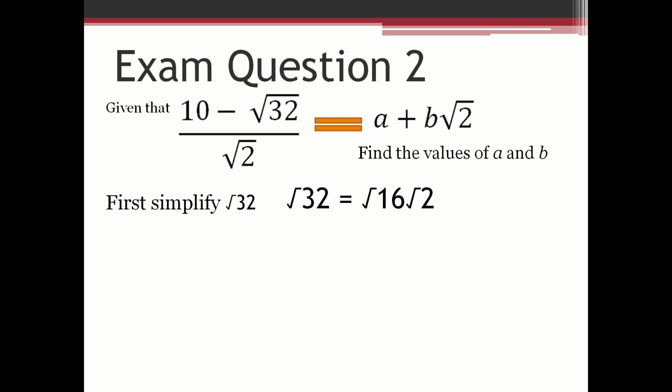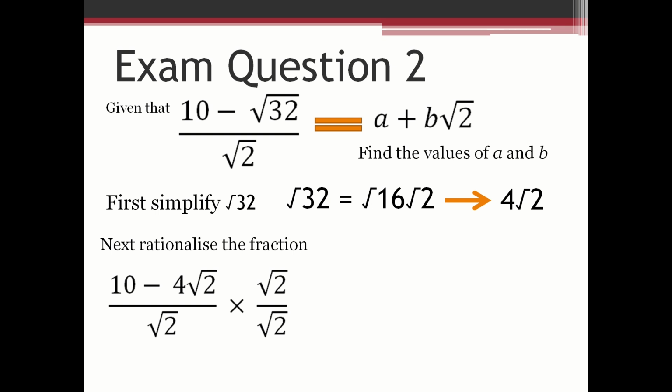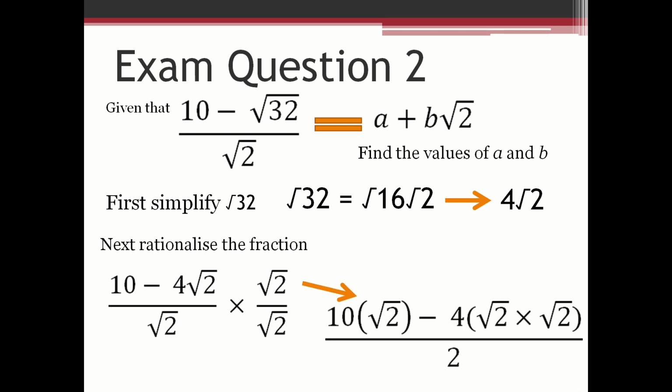So here you would write it in this form to get marks, so the examiner knows how you simplified the square roots, especially for a non-calculator paper. So your answer would be 4 square root 2. So now your fraction would be 10 minus 4 square root 2 over square root 2. Then you'll multiply the numerator and the denominator by square root 2. To get 10 in brackets square root 2 minus 4 in brackets square root 2 multiplied by square root 2 over 2.